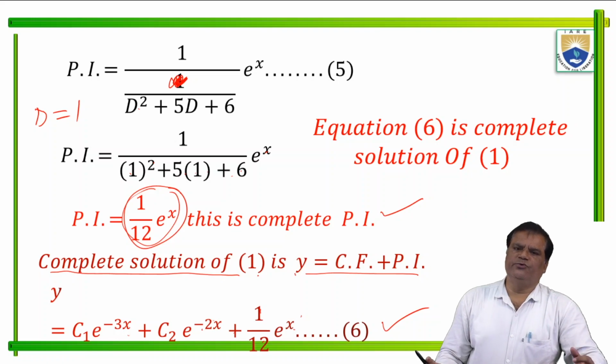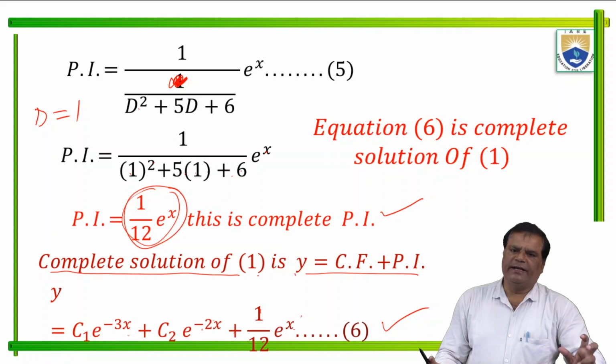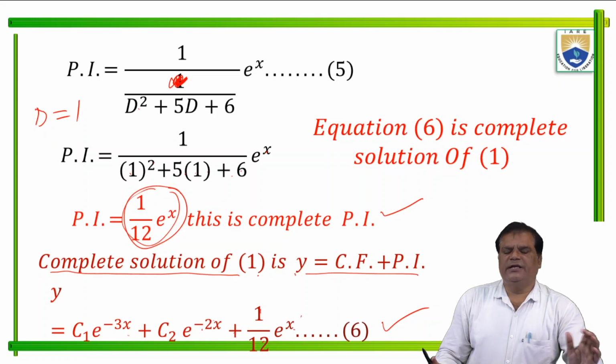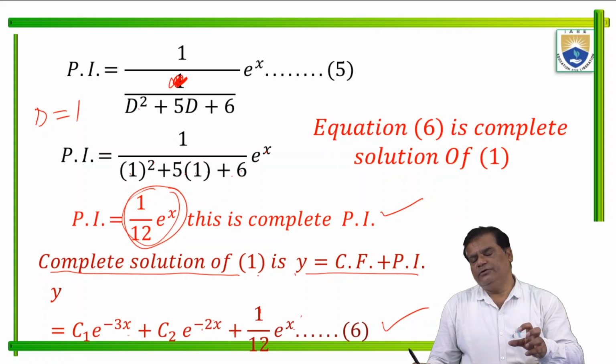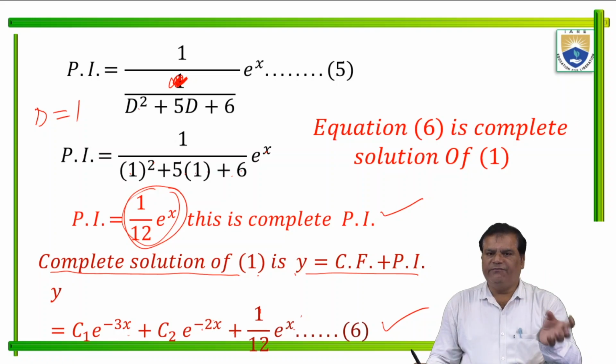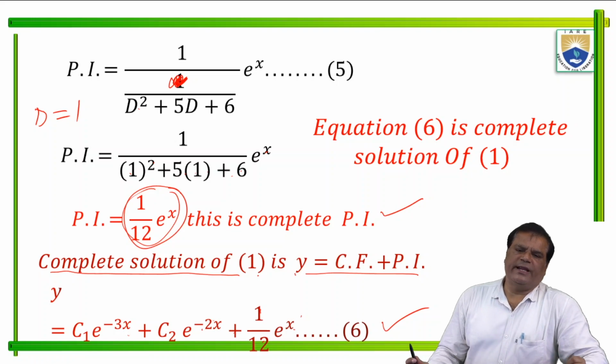If Q is equal to e to the power x, compare e to the power x with e to the power ax. Here a is 1, and putting D equal to 1, F(D) is not 0. F(D) means D equal to a putting here. D is 1 here, so F(1) is not 0. Then our answer is complete. So this is case 1: when F(a) is not 0, then case 1. If F(a) is 0, then case 2 arises.